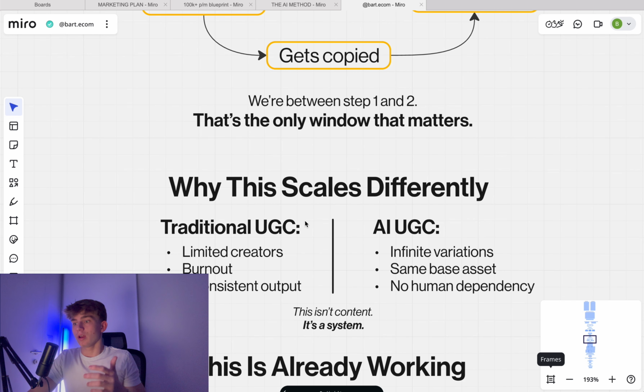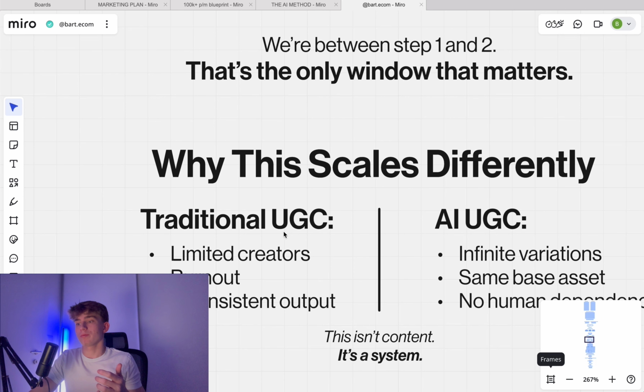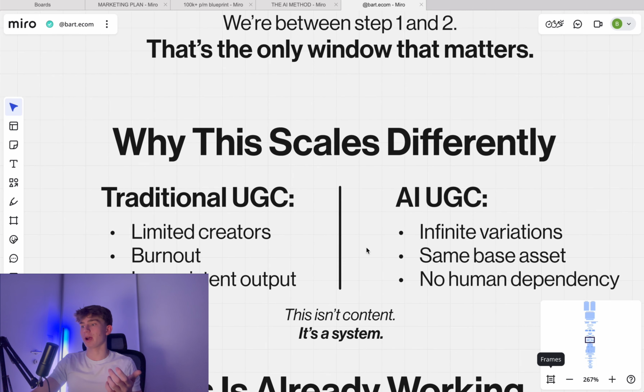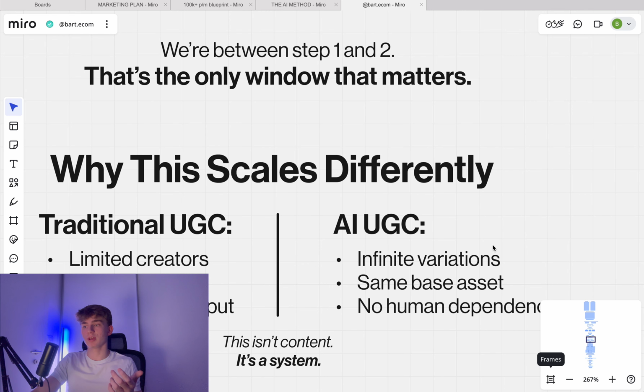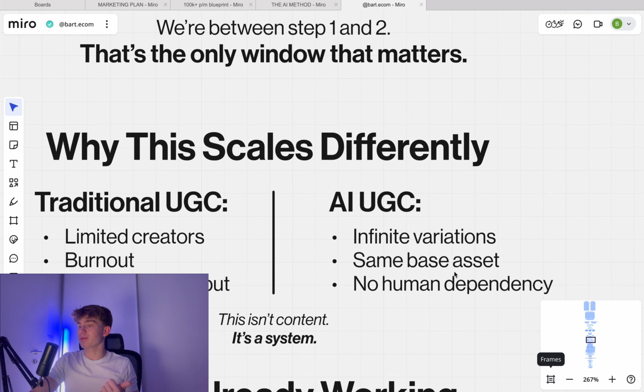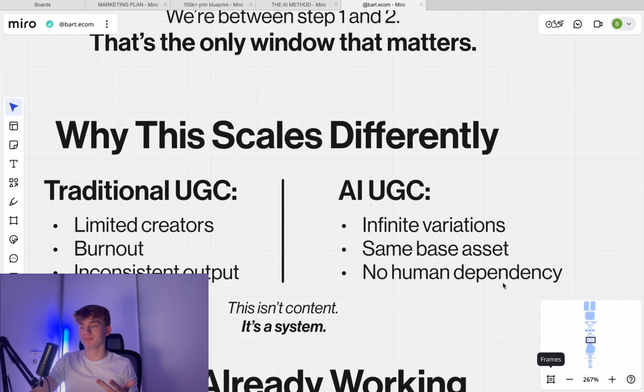Why does this scale differently? Well, traditional UGCs are limited to creators, they burn out, and it's an inconsistent output. You cannot really afford that, you cannot do it forever. And with AI UGC, you have infinite variation, you can test angles, you have same base assets, and again, you have no human dependency.